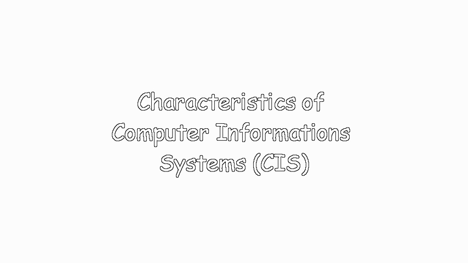Characteristics of computer information systems. Computer information systems have essential characteristics that distinguish them from manual processing systems. First is lack of visible transaction trails.